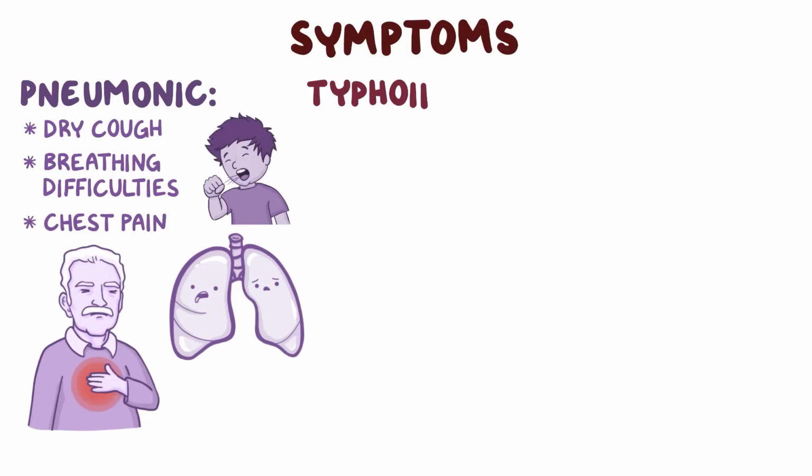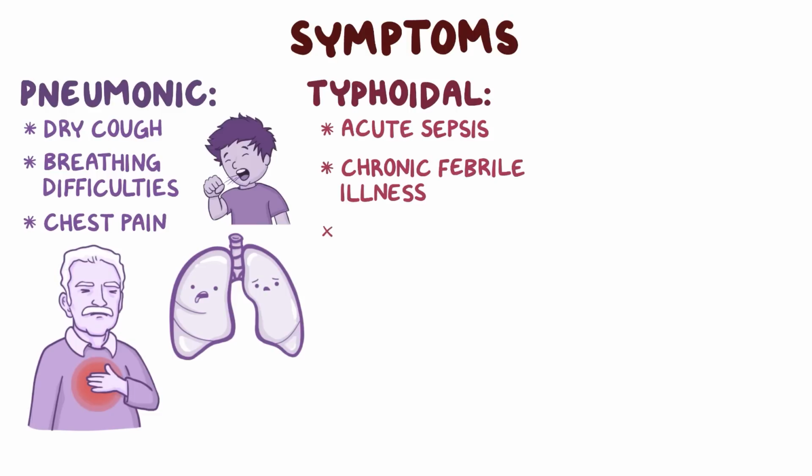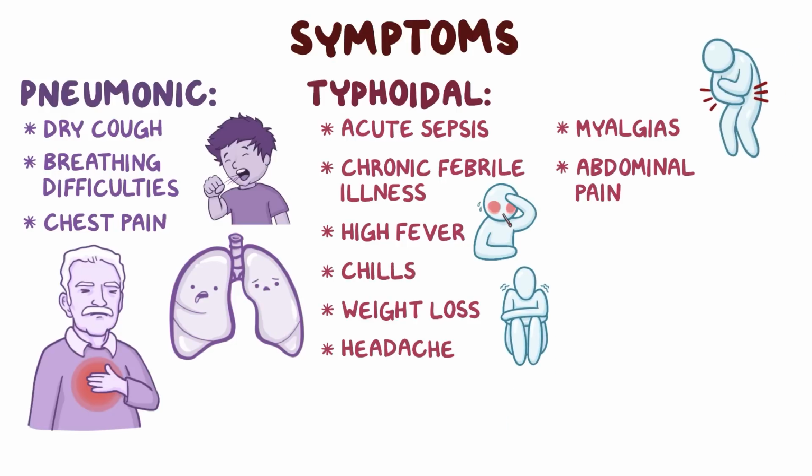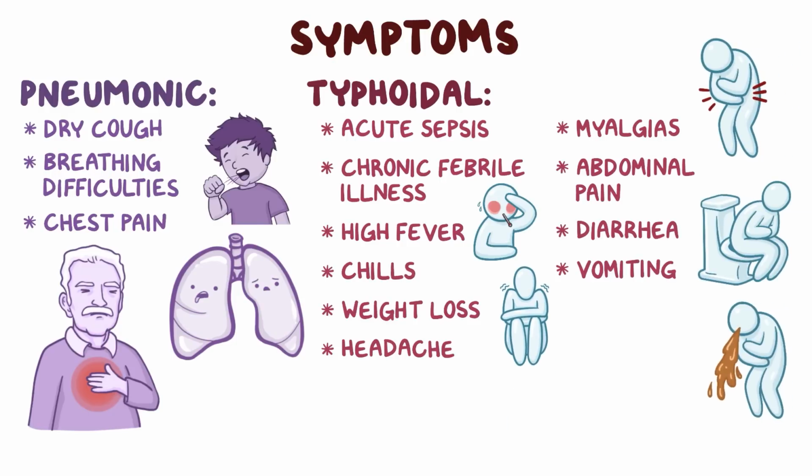And finally, the typhoidal form ranges from acute sepsis to chronic febrile illness, and develops with high fever, chills, weight loss, headache, myalgias, abdominal pain, diarrhea, vomiting, and diffuse abdominal tenderness.